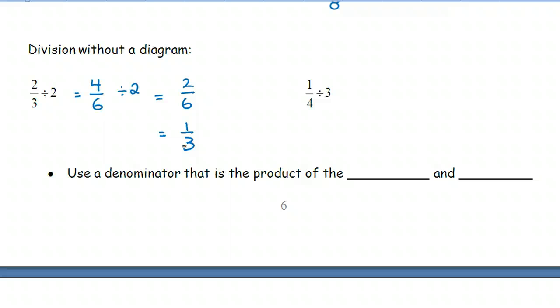We can do the same thing with the 1/4. We're going to make a new fraction that has a denominator that is the product of 4 and 3, which is 12. And the numerator has to also be multiplied by 3, which makes that 3/12. And we're dividing this into 3 sections. So 3/12 divided by 3 is 1/12. So we're really just using a denominator that is a product of the whole number and the denominator.